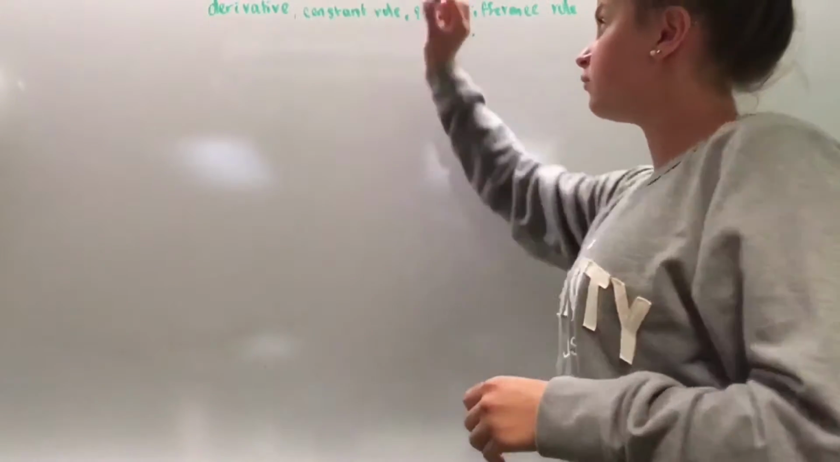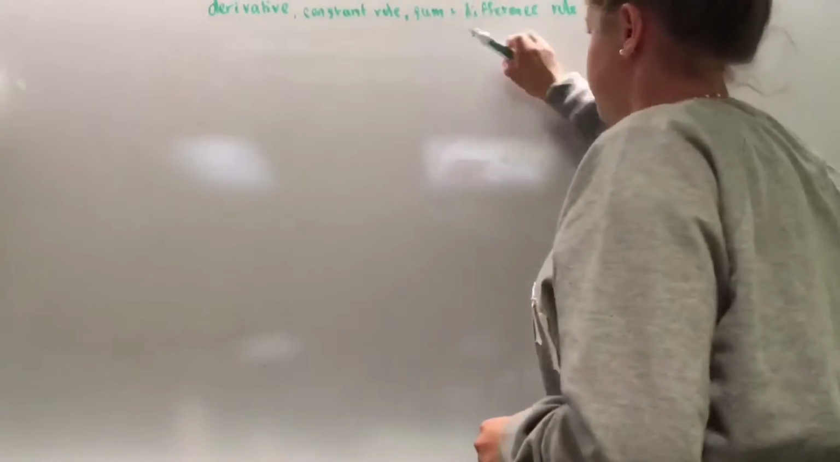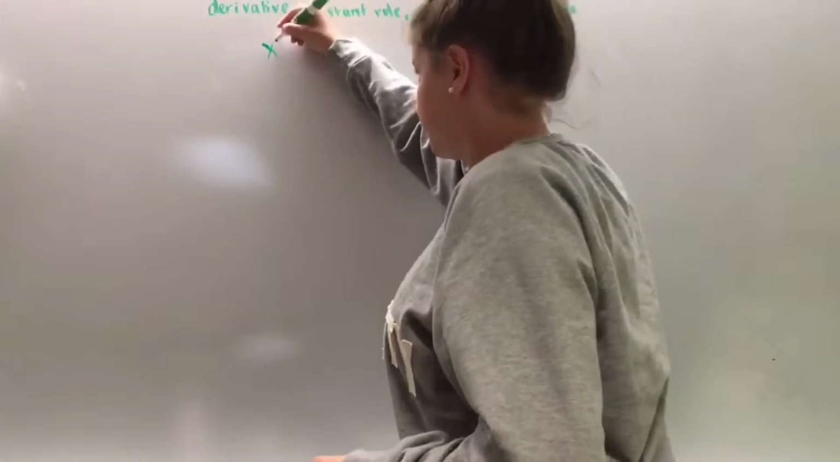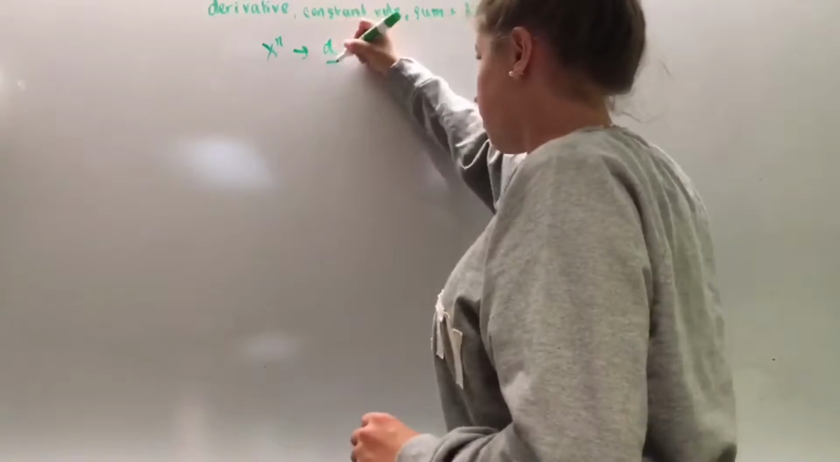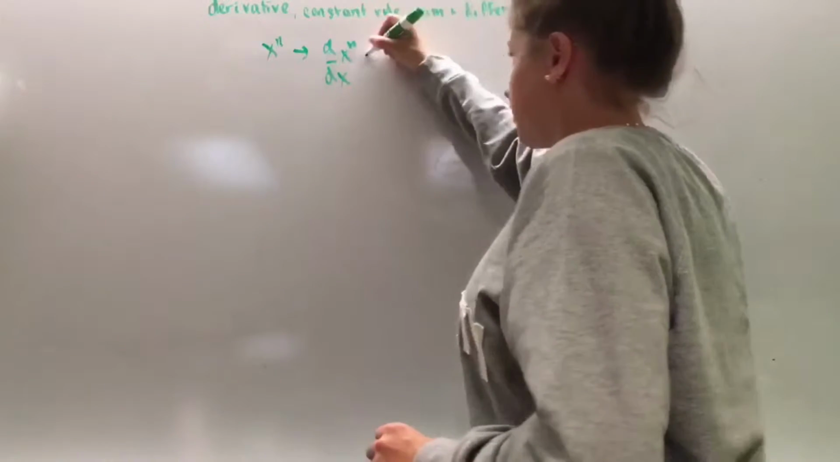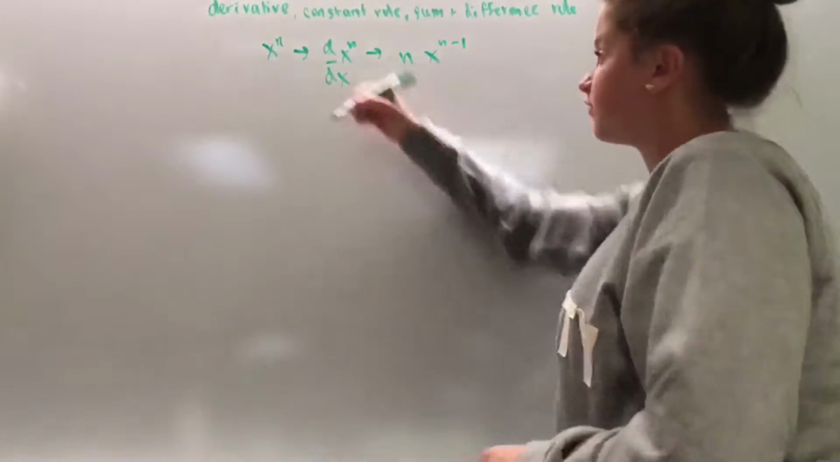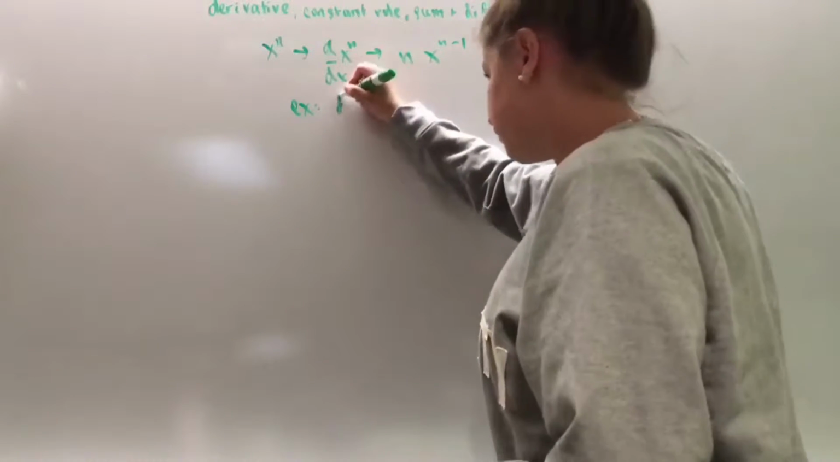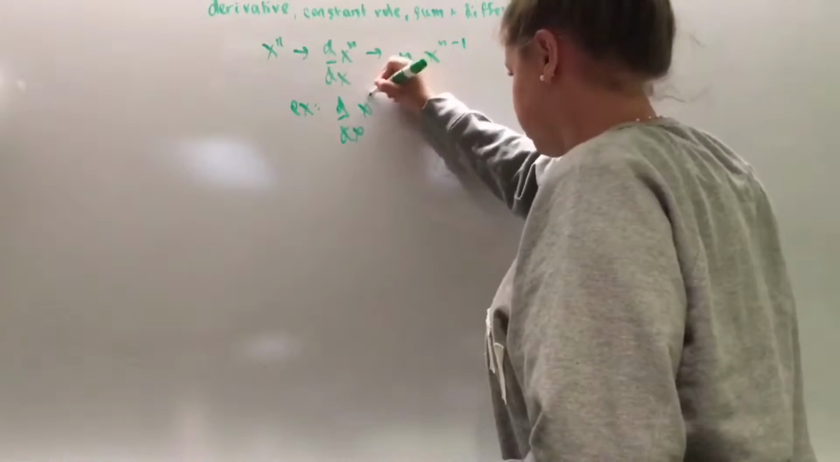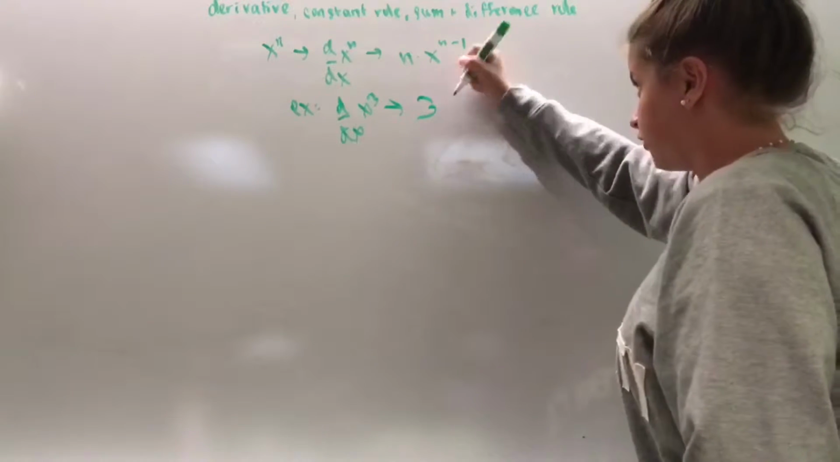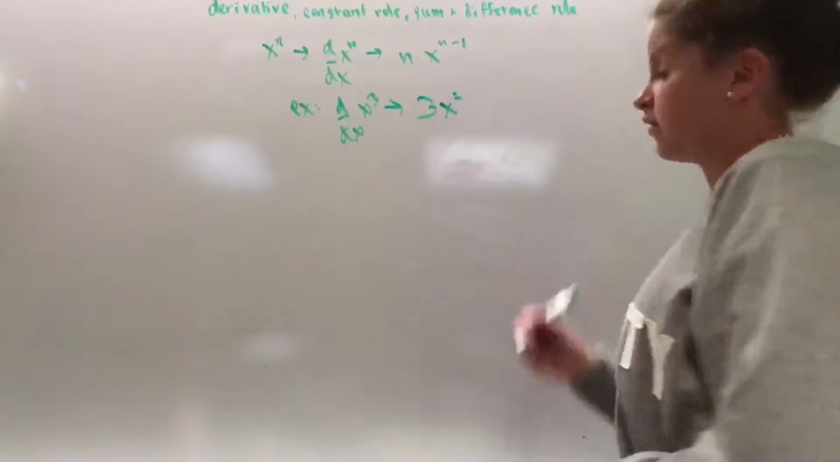Here we have our master mathematician, Sophie Goldberg, to explain. Okay, so the point of this video is to explain how to do a derivative, the constant rule, and the sum and difference rule. When you're taking a derivative of x to the n, it goes to n times x to the n minus 1. This applies for every derivative. An example is the derivative of x cubed. You bring the 3 down, then subtract 1, so 3x squared. That's how you do a derivative.